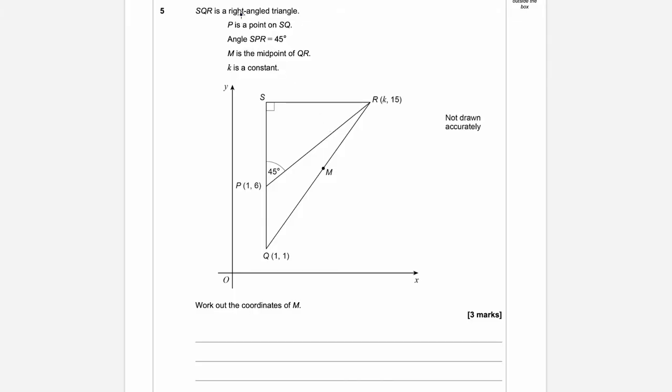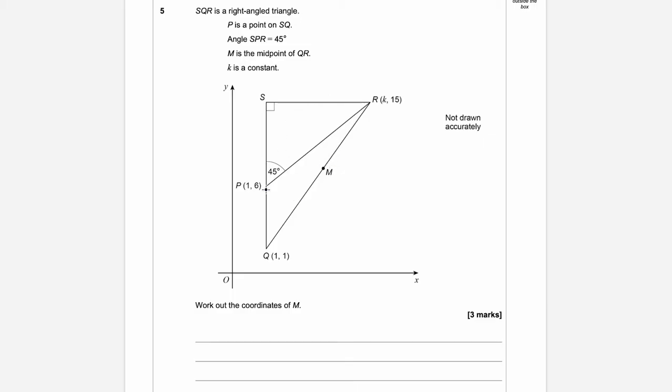SQR is a triangle. Okay, this is all given. Work out the coordinates of M. This is the midpoint of this and this. Okay, so guys, what I'm going to do is, I think first we'll find this point using this 45 degrees, and then we can find the midpoint. That should not be a problem.